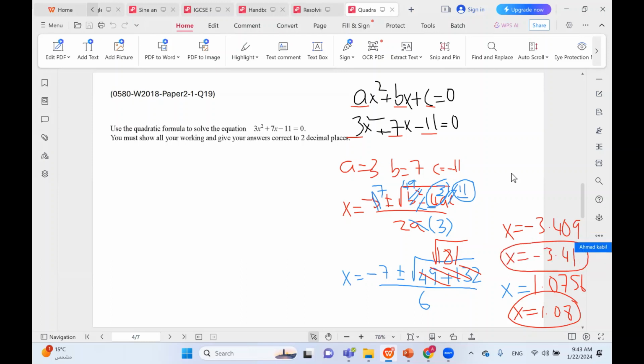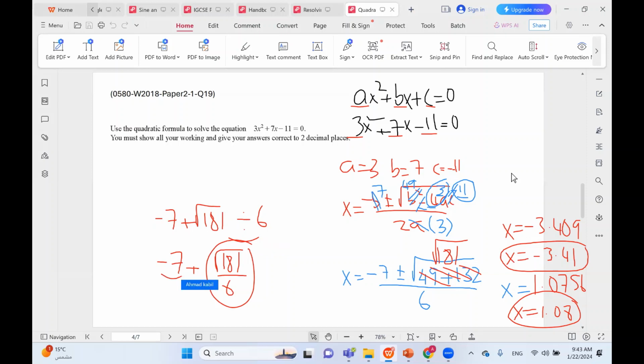So why do I advise you to calculate the numerator first and then press equal and then divide by 6? If you write on your calculator something like this, negative 7 plus root 181 divided by 6, what the calculator understands is that you want negative 7 plus, because the calculator follows PEMDAS, the order of operations. So it will execute the division before the addition. So it will just do root 181 over 6 first, and then it will add the answer to negative 7.